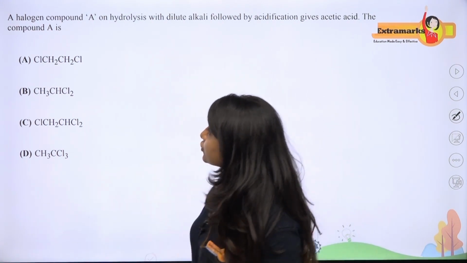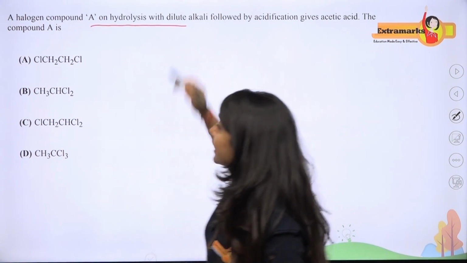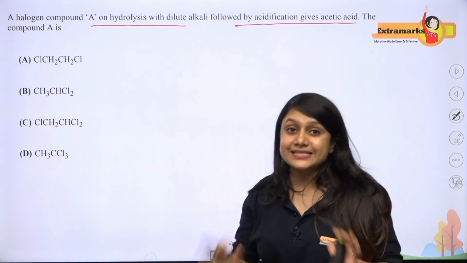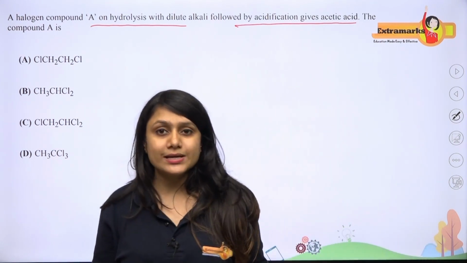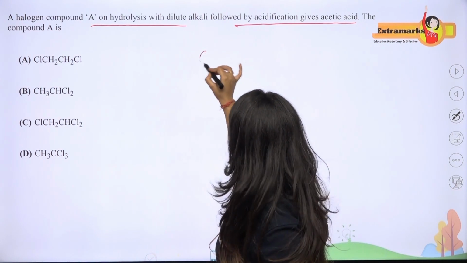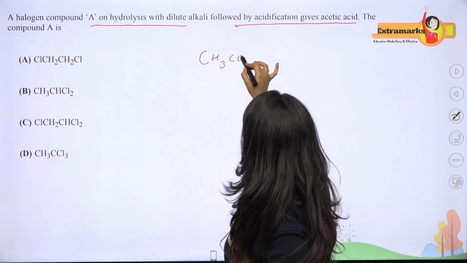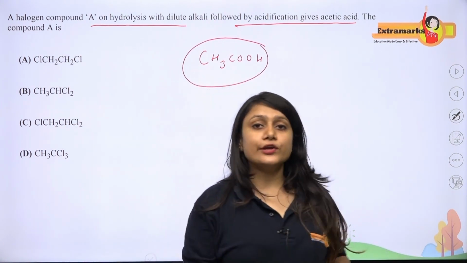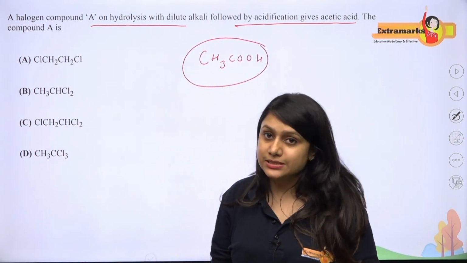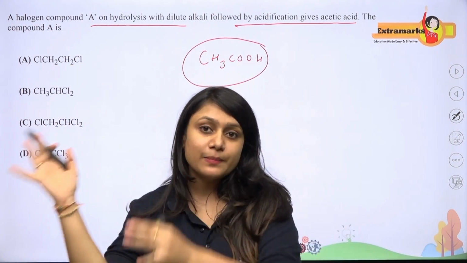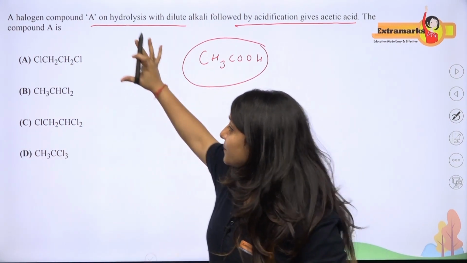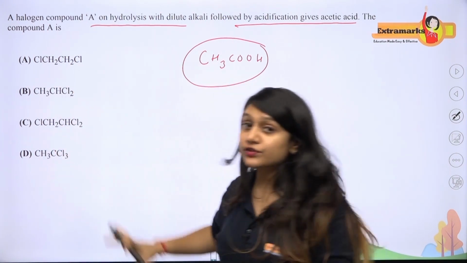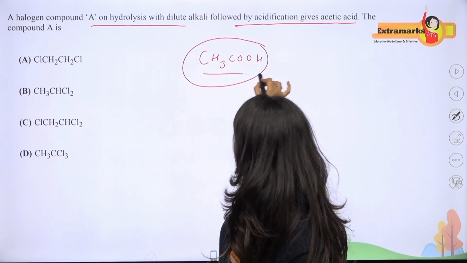Like you can see in this question, a halogen compound A on hydrolysis with alkali followed by acidification gives acetic acid. First of all, you must know what acetic acid is. So acetic acid is CH3COOH, right? So now you have to see that out of all these molecules, whenever they undergo hydrolysis, the Cl will be replaced with the OH, right? So which of these options is going to give this product?